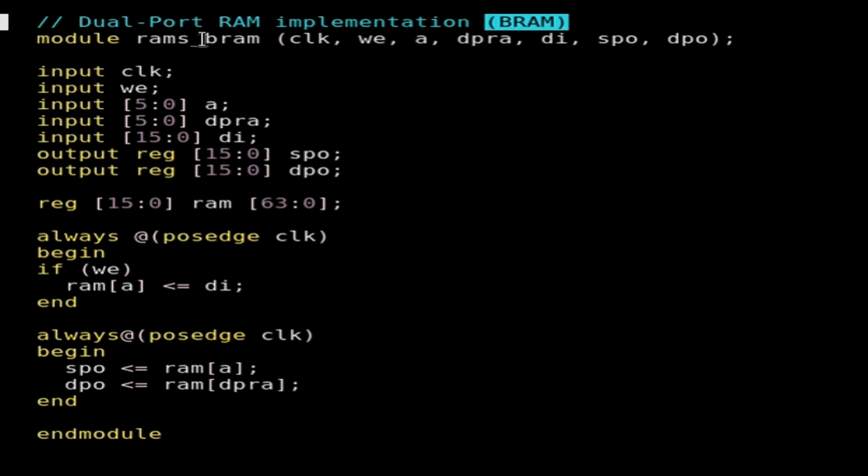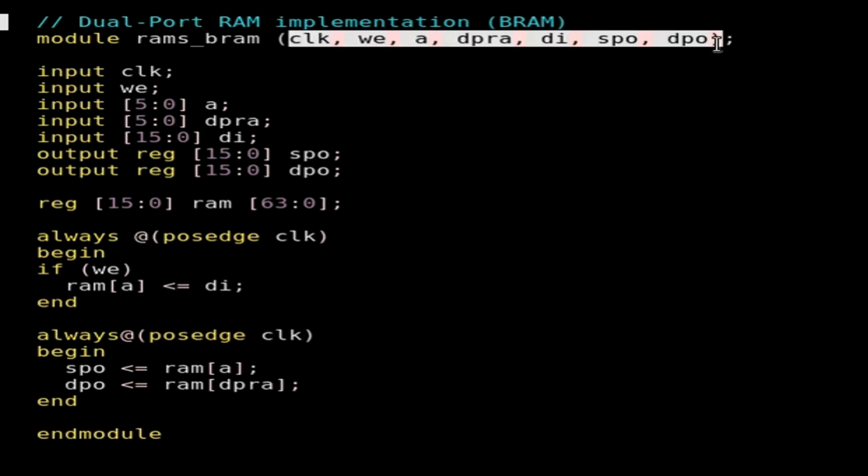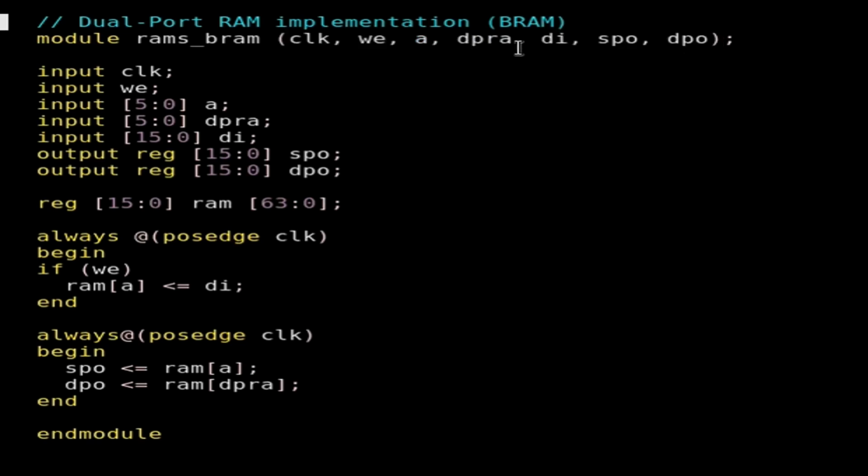The module name I have given is RAM_BRAM, and the ports remain the same as in the previous example: clock, write enable, address A, address DPRA, input data DI, and SPO and DPO are the data outputs. So similarly, you can see the inputs and outputs. Here I have declared a RAM with a width of 16 bits and a depth of 64. Always at the posedge of the clock, whenever write enable is high, RAM[A] equals DI. So the write mechanism is exactly the same as in the distributed case.